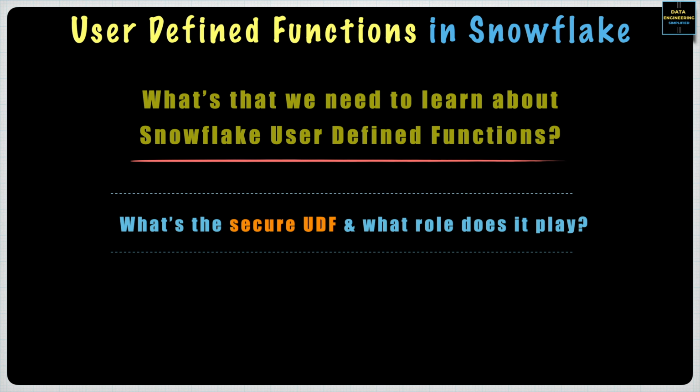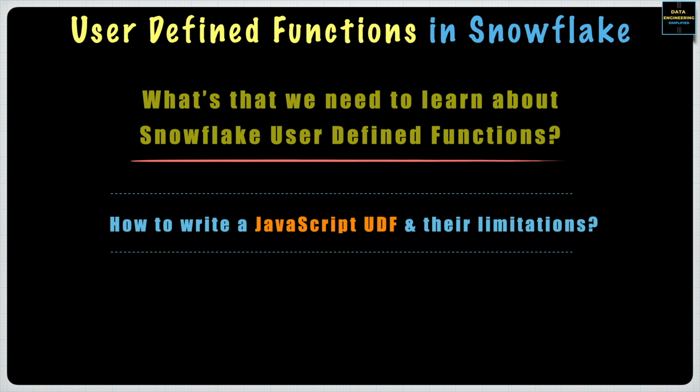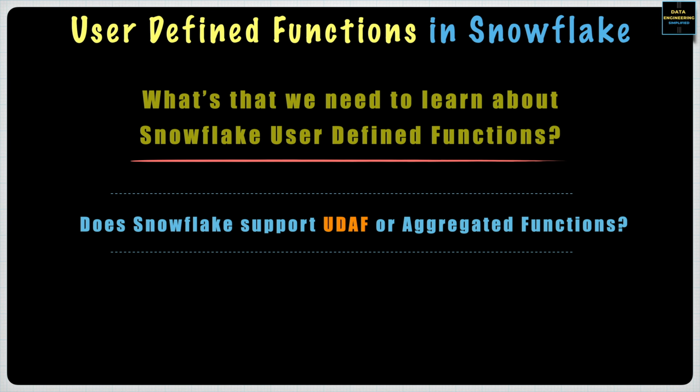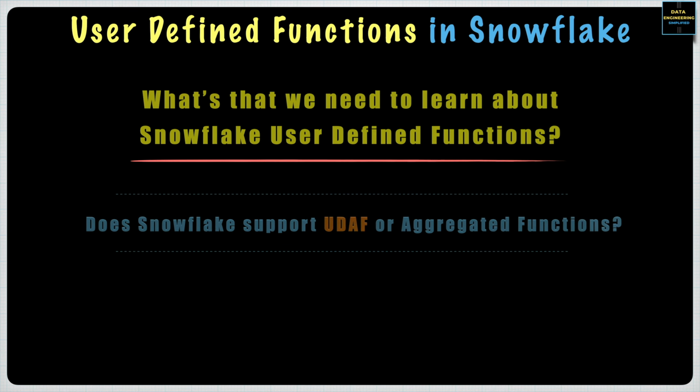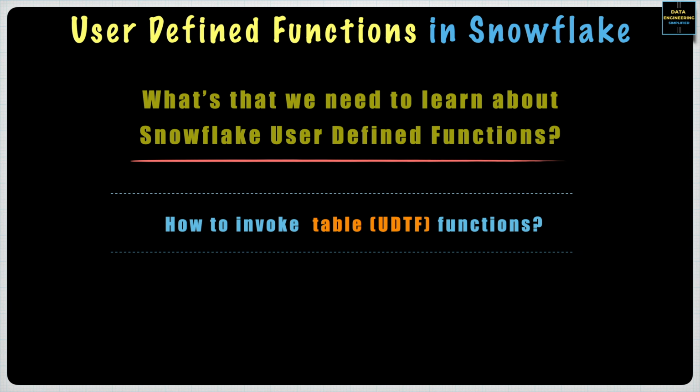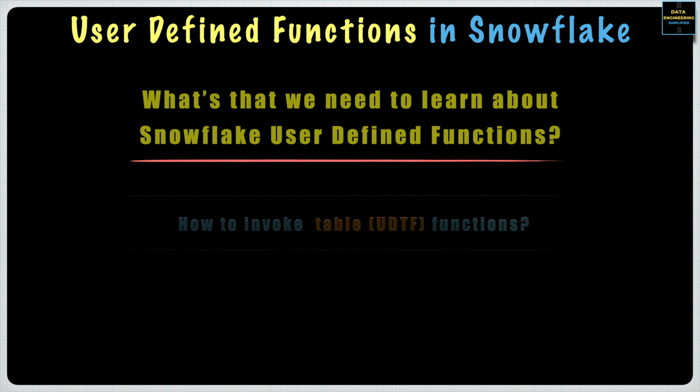What are secure UDFs and what role do they play? How to write JavaScript UDFs and their limitations. Can I write UDFs in the Java programming language? Does Snowflake support UDAF, or what we call aggregate functions? How to invoke table functions? Will they be part of a select expression, or does it look a little different?